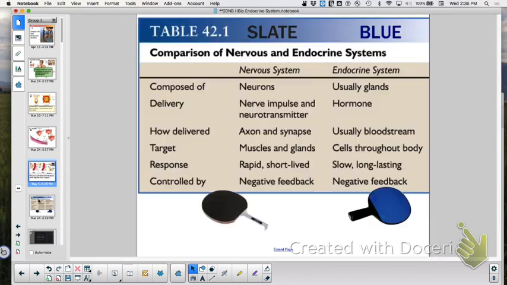Okay, who is faster, the nervous or the endocrine system? Nervous, way faster. Who uses neurotransmitters? Nervous system. Who has longer lasting effects? Endocrine system. What is the message of the endocrine system? What do we use? Starts with an H. You're going to be so ready for class. I'm so proud of you.